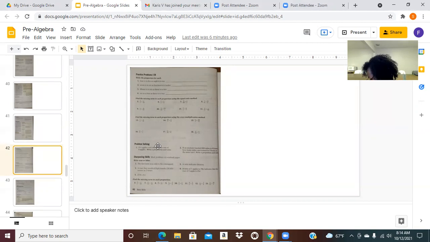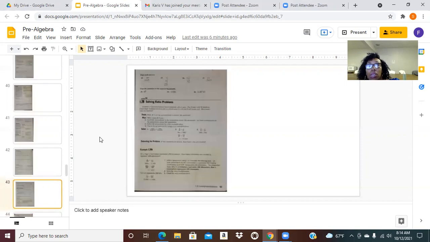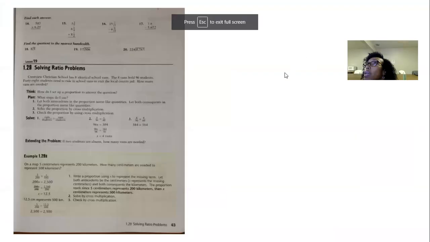Today, we are talking about solving ratio problems. So that's on page 43 or slide 43 on the slides. I try to make the pages coincide with the slide numbers for you, Karis, until you use a physical book. And sounds like a herd of elephants upstairs.